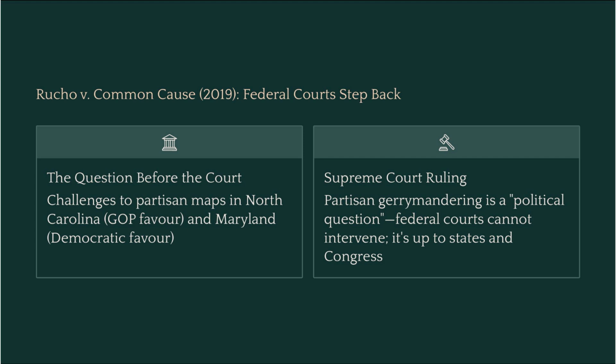They effectively washed their hands of the issue, saying it is up to Congress and state legislatures to fix it, the very people benefiting from the rigging. It was a green light for parties to push the limits even further.